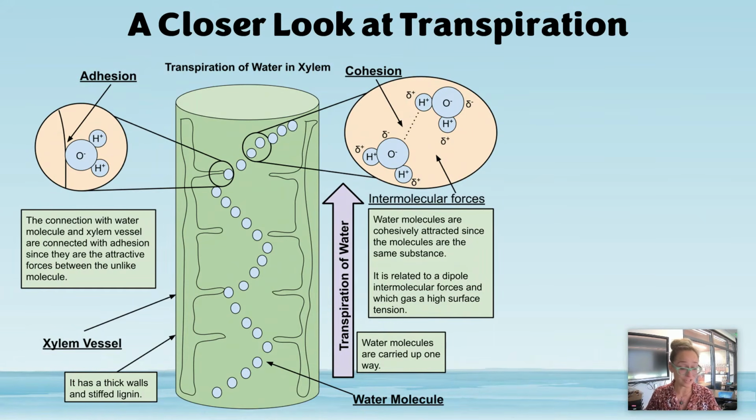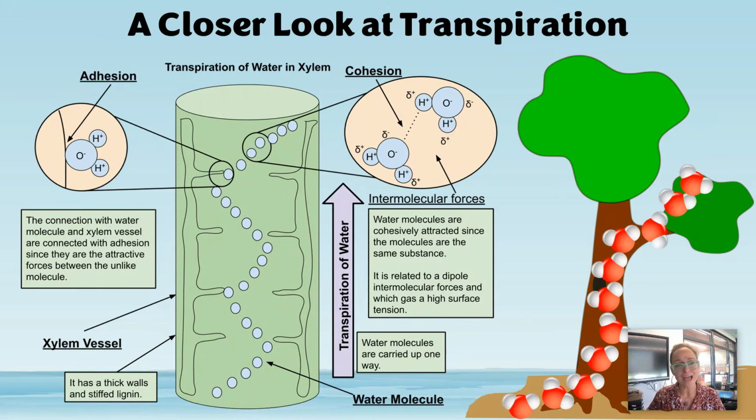Okay, and then we have transpiration, another important biological process that does involve both evaporation and adhesion and cohesion. So when we look at water and how it moves against gravity from the soil all the way up through the leaves and then evaporates into the air, I want you to think about this chain of water molecules up this tree.